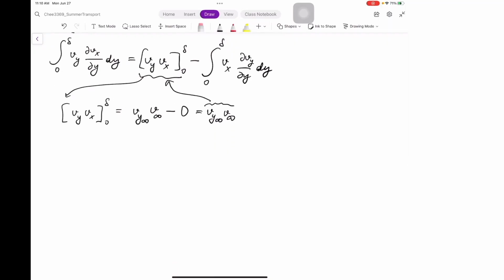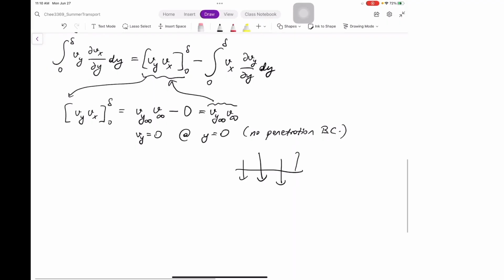Okay. And let's write these explicitly. Vy is equal to 0 at y is equal to 0. This we call the no penetration boundary condition, meaning that if you have a plate, the fluid is not penetrating into the plate, meaning that the velocity along the y direction is 0.